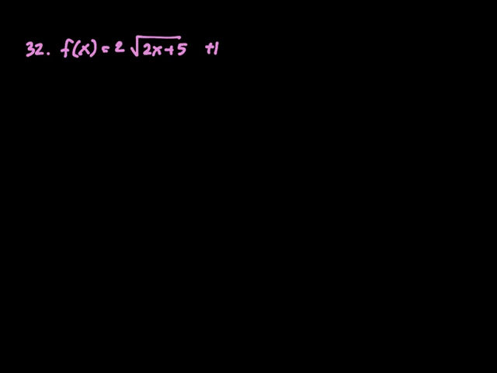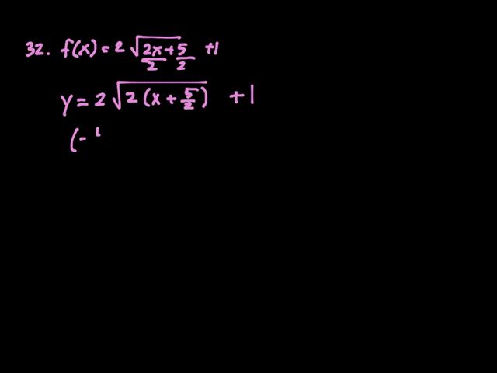It's a square root function, so I need to know the properties. Before I do that, I have to factor out a 2 because the coefficient of x has to be 1. So I'm just going to write y equals 2. When I factor out a 2, I'm actually dividing both of these by 2. So I have x plus 5/2 plus 1.